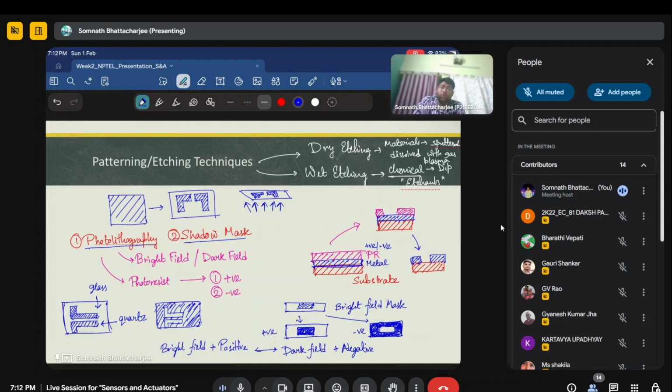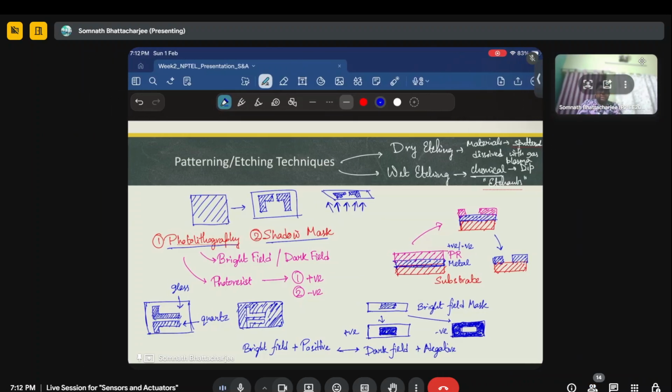In most of the cases, people tend to use the positive photoresist, and because of that, the bright field with the positive one is the most used one. But ideally, both should give the exact same replica of the intended pattern. So why is it that this one is preferred over the other one?